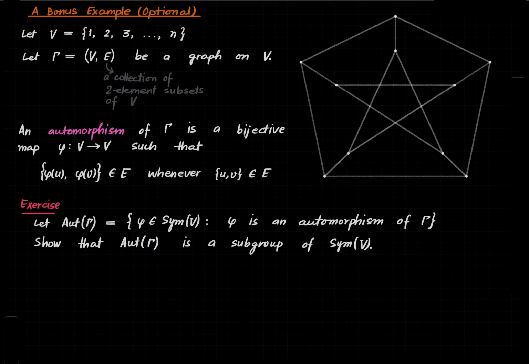All you need to do is check that it is closed under the group operation. It is already a finite set, so you do not need to check for inverses. Just check that it is closed under compositions. Composition of two automorphisms is again an automorphism is all that you need to check. And that would give a very nice subgroup of the permutation groups. You can create very interesting subgroups, right? Depending on how the graph structure that you start with looks like, this can be very complicated to understand.